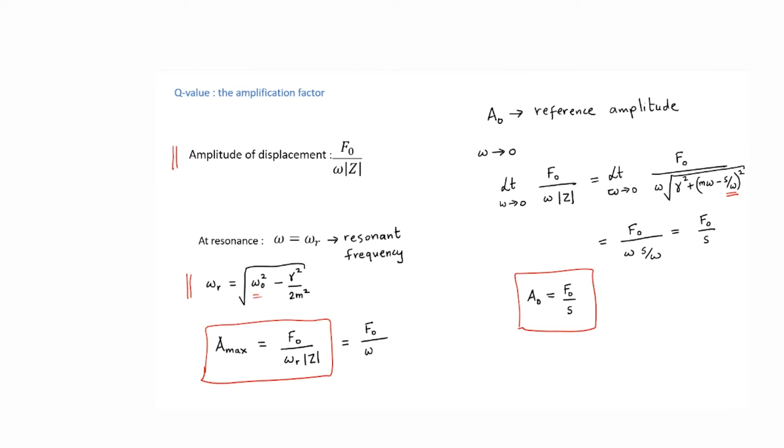So that this will be omega r into gamma. Essentially, we have just put in the condition for the resonant frequency. So, now I need these two quantities, A max and A 0. I am going to take their ratios. Okay. So, I have this ratio between A max and A 0.